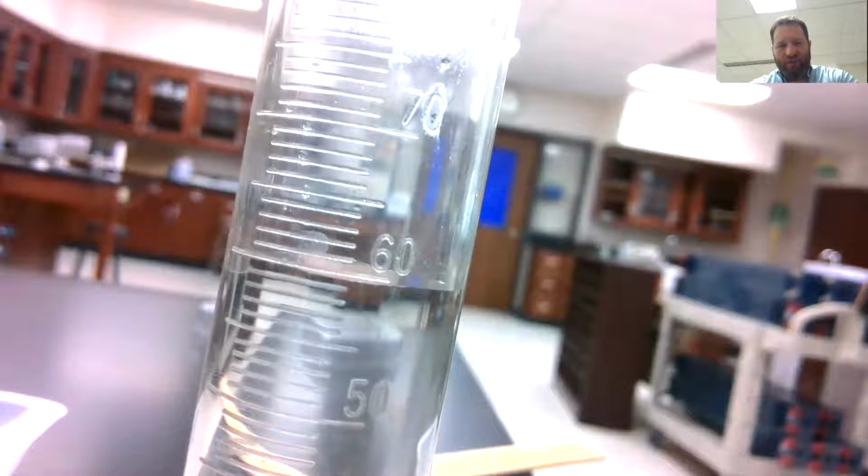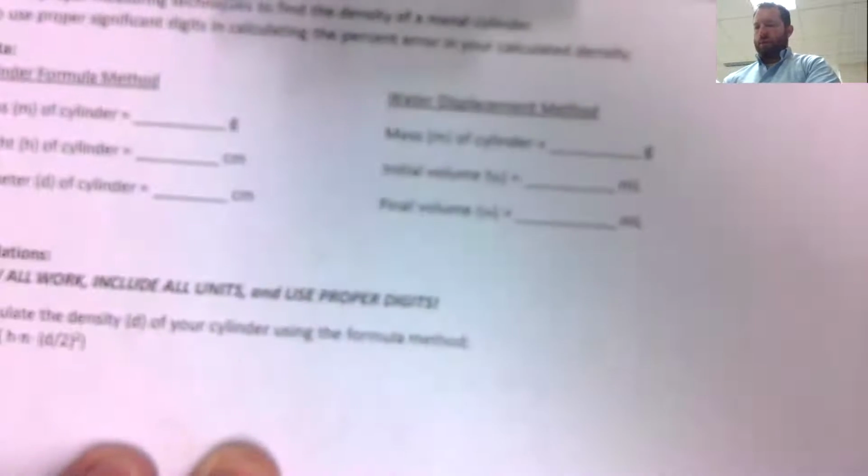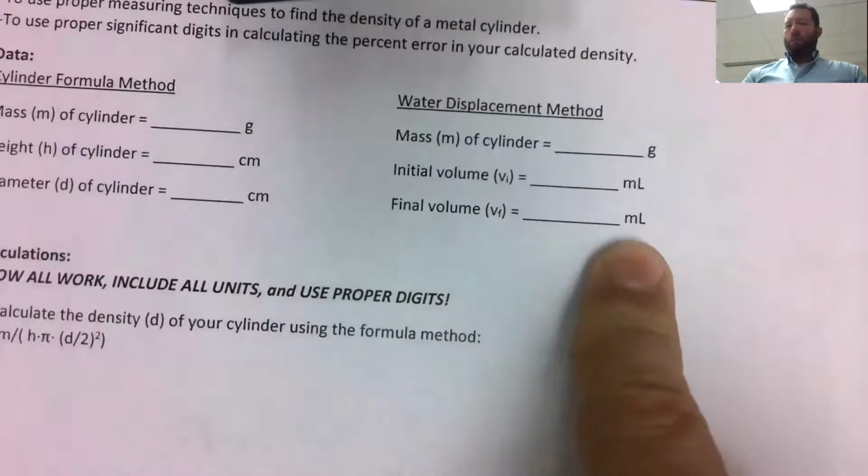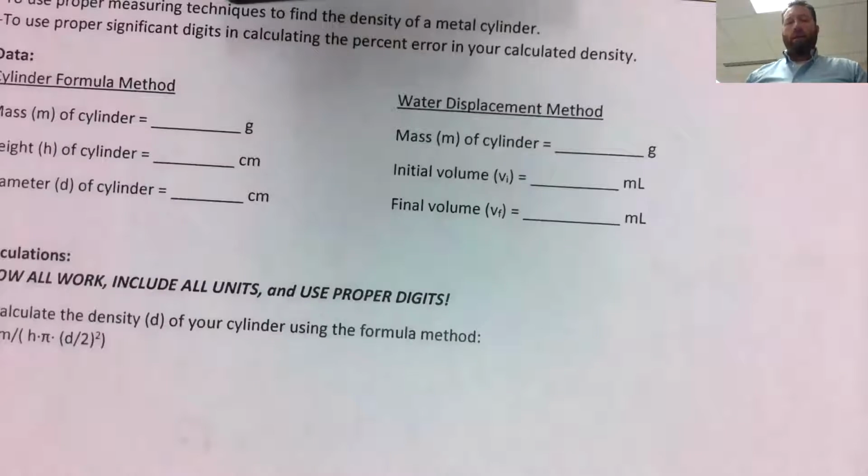I'll allow you to figure that out. Again, make sure you're recording it to proper digits. The unit you should have is milliliters. We're measuring in milliliters. And that should be your final volume. The initial volume was before you put the metal into it, and the final volume was what we recorded with the metal in it.